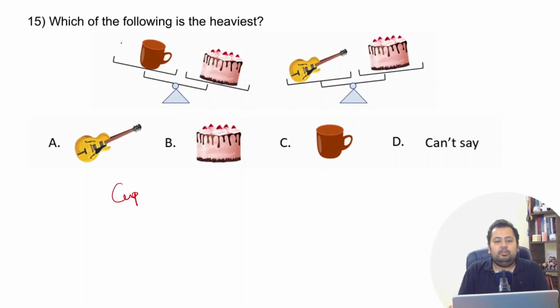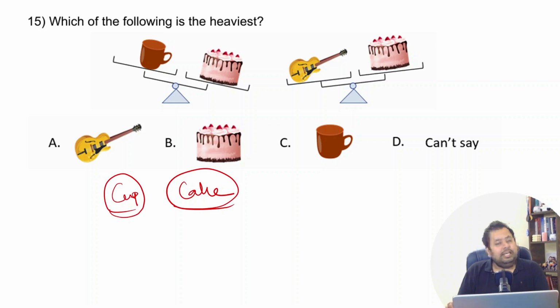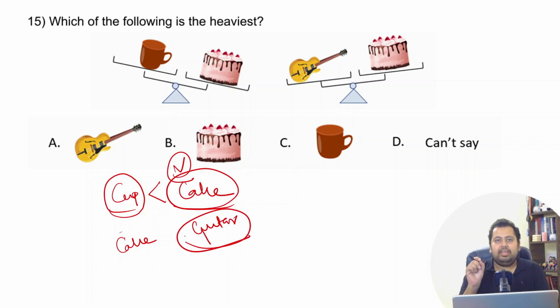First, in the first figure, you can see the cup and the cake has been given. Out of these two, cup and cake, which is heavier? It is the cake that is heavier. So cake has higher weight than the cup. In the second image, because the balance is tilted towards guitar, guitar is heavier. So if I say cake and guitar, we now know that guitar is heavier.